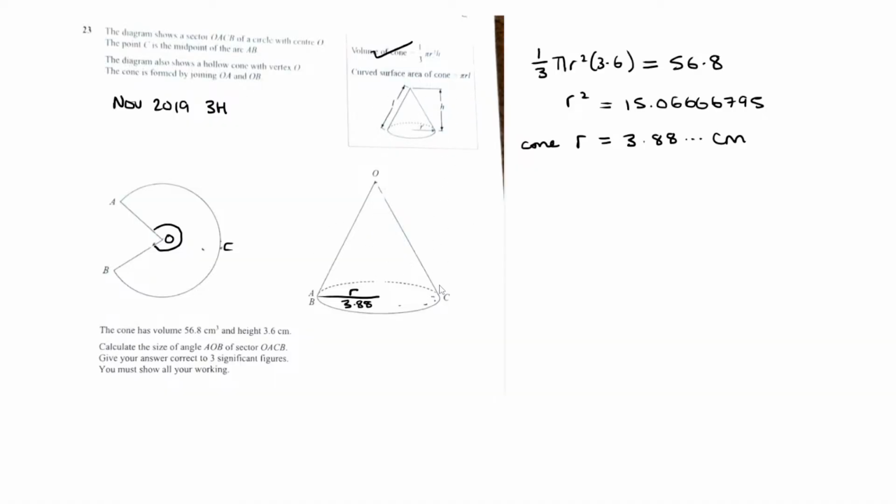The curved surface area of the cone, in this question, is technically equal to the area of the sector, isn't it? If you were to lay it flat again, it would be a sector like this. So that's how they're going to link them. If we work out the curved surface area of the cone, we can then put that equal to the area of the sector.